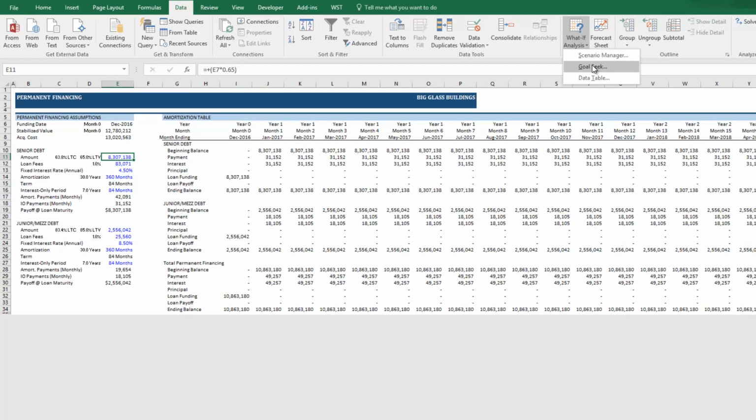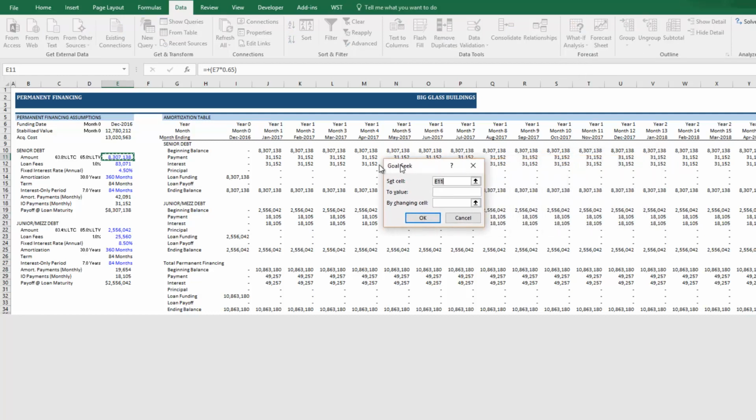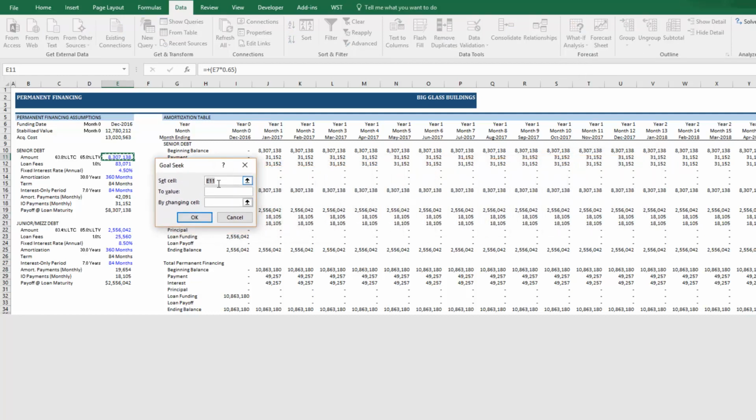We come up to the data ribbon, what if analysis, goal seek. We pull this little goal seek window over. And this is pretty simple. The first question is we want to set a certain cell. And in this case, we're going to set our loan to value cell to some value. We're going to set it to 60% or 0.60 by changing the loan amount.